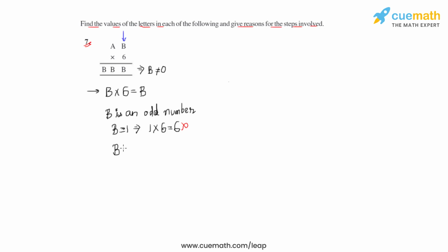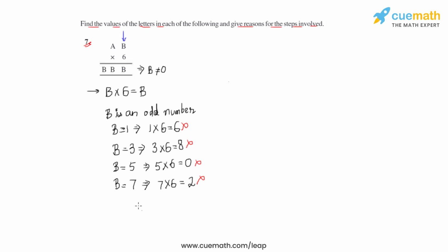Again, if we observe B to be 3, which is the next odd number, 3 times 6 would result in a number whose ones place would be 8, and it's not 3 as it should be, because B times 6 should be B. So this assumption is also ruled out. Again, if B equals 5, 5 times 6 will result in a number whose ones place would be 0. Hence, this assumption is also incorrect. If B equals 7, 7 times 6 will result in a number whose ones place is 2. So this assumption is also ruled out.